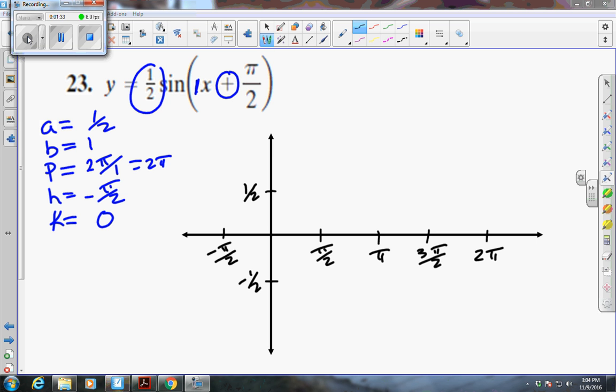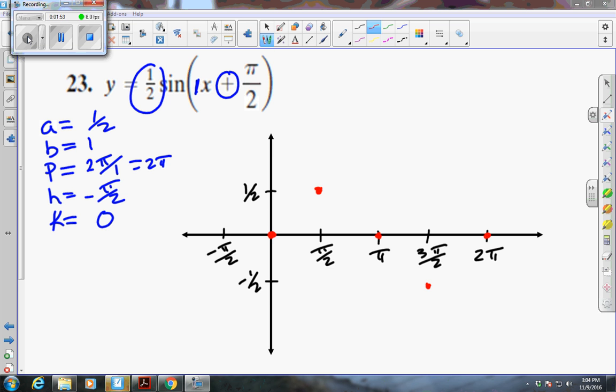Now, 5 significant points here. This is a sine function. That sine function tells me that it's going to start at the origin because there's no reflection. It's positive. It's going to go up, and we're going to be able to plot those 5 points pretty quickly.